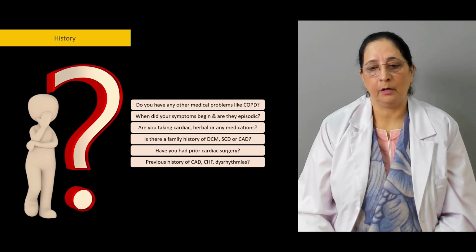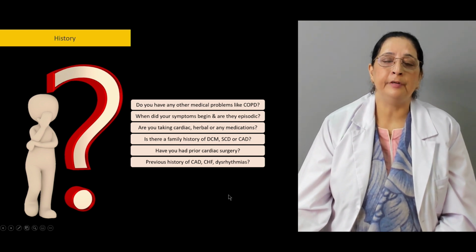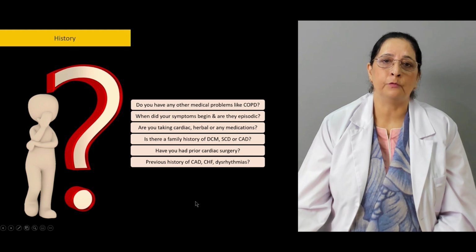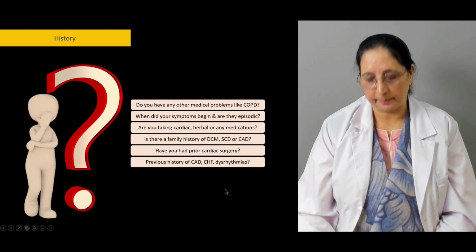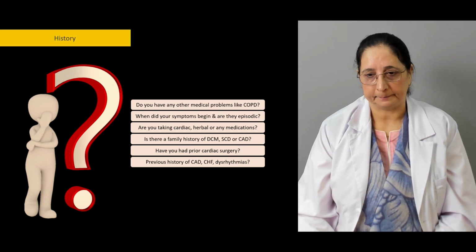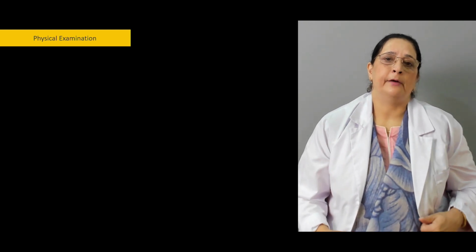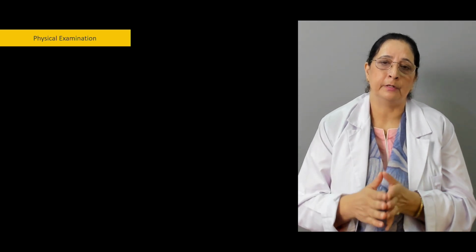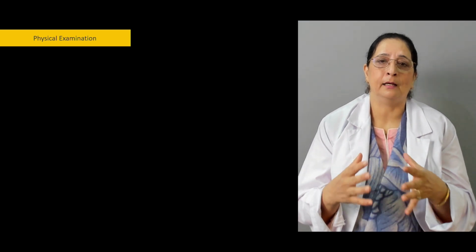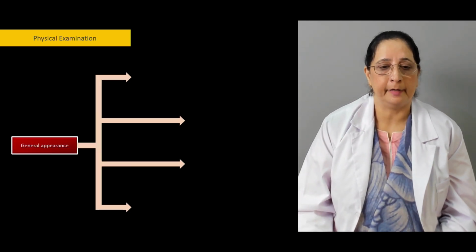Previous history of coronary artery disease, heart failure, any dysrhythmias, if they have any previous history of these problems, and what were the circumstances under which these problems or dysrhythmias developed. Then the physical examination after the history, the most important is the general appearance of the patient, whether they are pale. These examinations are very important.